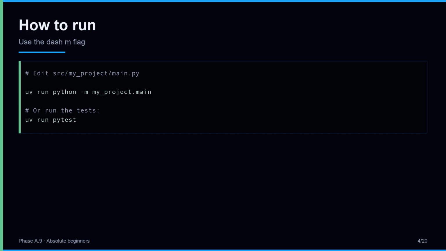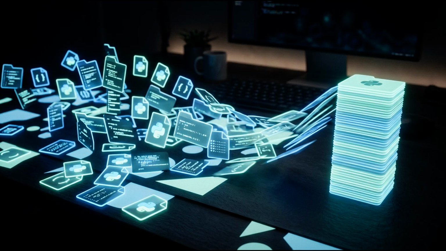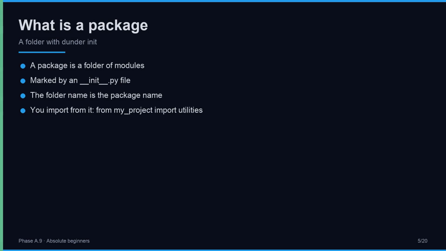Use the -m flag. When your project has many files, you need folders to keep them organized. Many files, one project. A package is a folder of modules. The marker is a file called .init.py inside the folder. When Python sees .init.py inside a folder, it treats that folder as a package. The folder name becomes the package name you import from. My project folder becomes the My Project package. Inside your code you write from My Project import utilities. The .init file can be empty. Its only job is to mark the folder as a package.